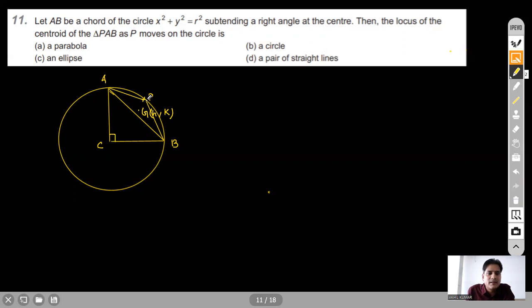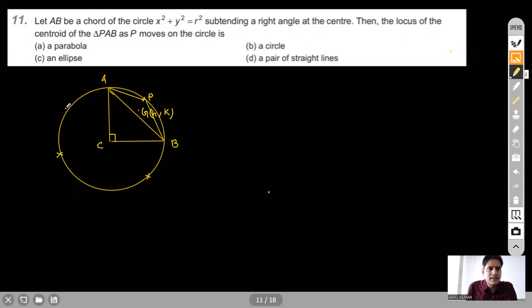Like I'm taking P right now here. P can be anywhere on the circle. P can be here also, right? P can be here also. So accordingly, we have to find the locus of the centroid of the triangle PAB.